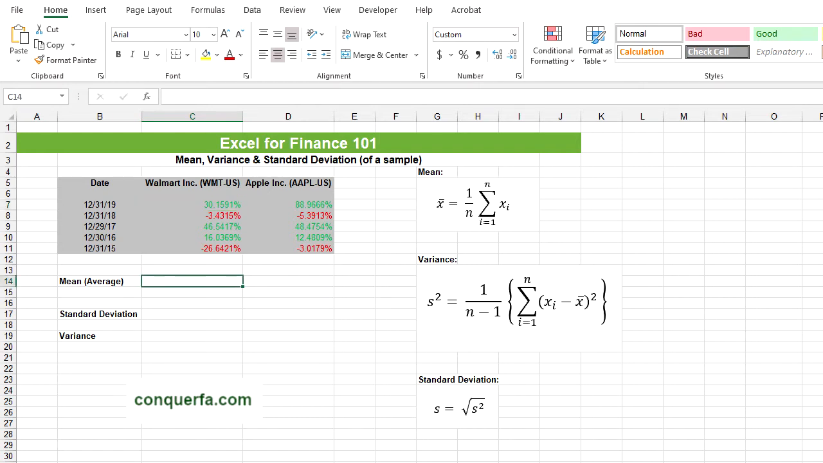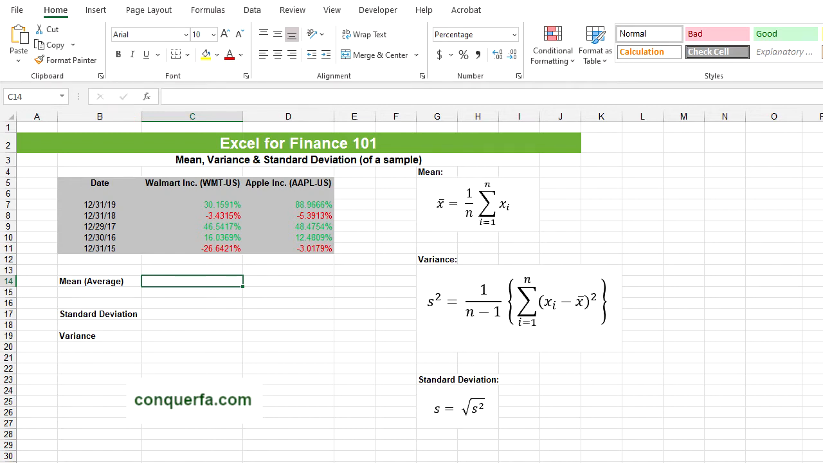And we are going to calculate the mean or the average return for each stock over that period, the standard deviation for each stock, and also the variance. And Excel makes that extremely easy to do. So first up, we'll look at the mean. So the mean is just the average. We can refer to our formula on the right here.